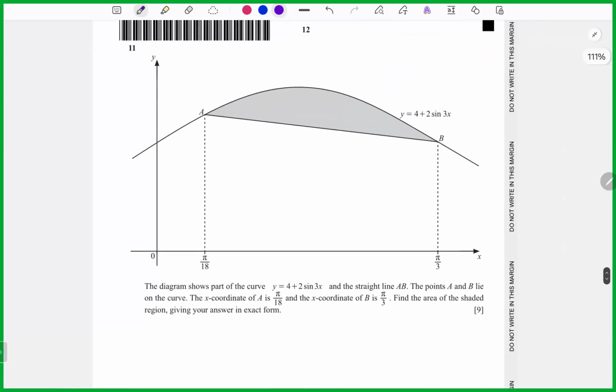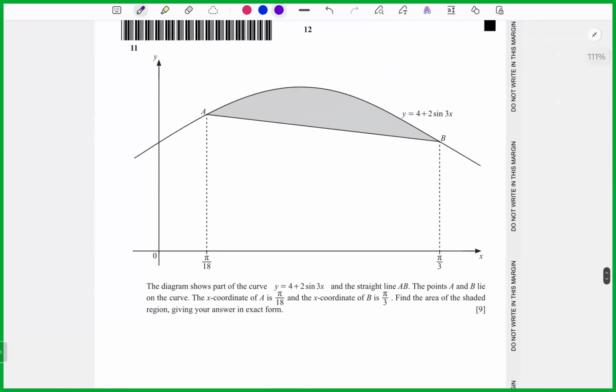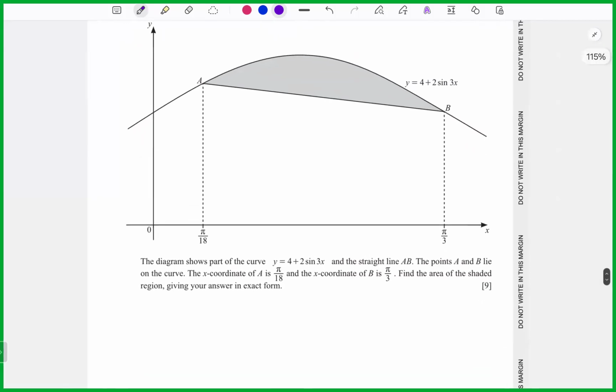Okay, let's look at the question 11 here. The diagram shows the part of the curve y equals to 4 plus 2 sine 3x and the straight line AB, the points A and B lie on the curve. The x coordinate of A is pi over 18 and the x coordinate of B is pi over 3. Find the area of the shaded region, giving your answer in exact form. So how you need to do this question?